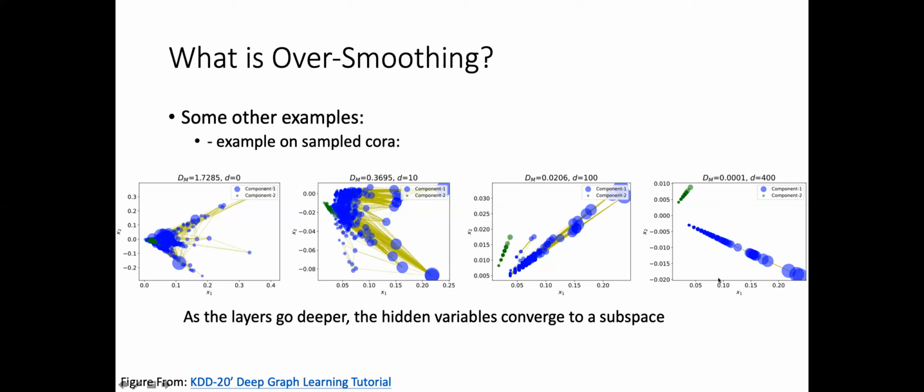By the way, in these figures, a larger node means a node with a higher degree. The conclusion for this example is that when the number of layers becomes larger, the obtained embeddings will converge to a subspace like this.